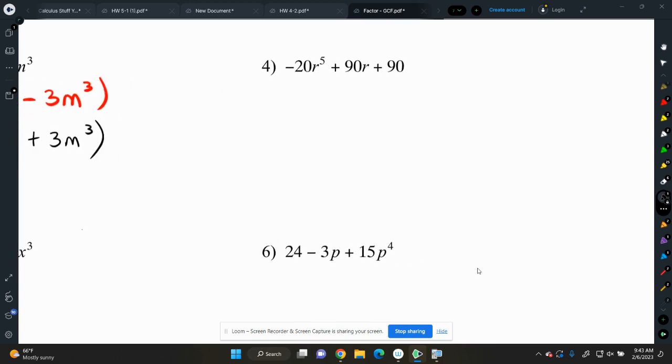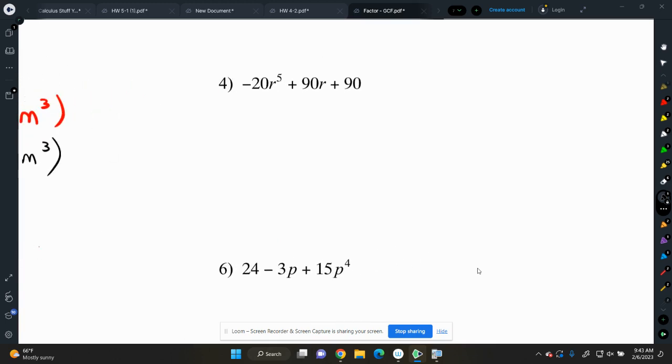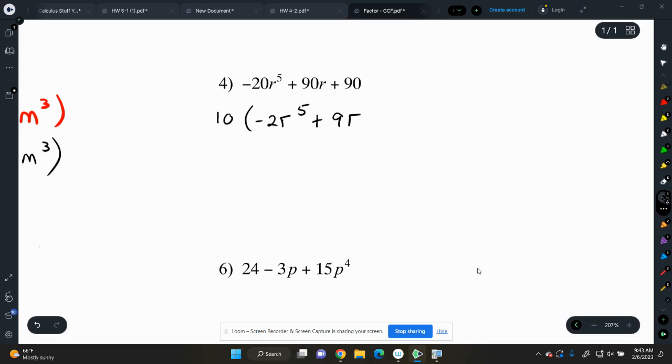Okay, number 4. Jakaya, what did you take out of number 4? 10. Yeah. Take a 10, and that leaves us negative 2r to the 5th plus 9r plus 9.